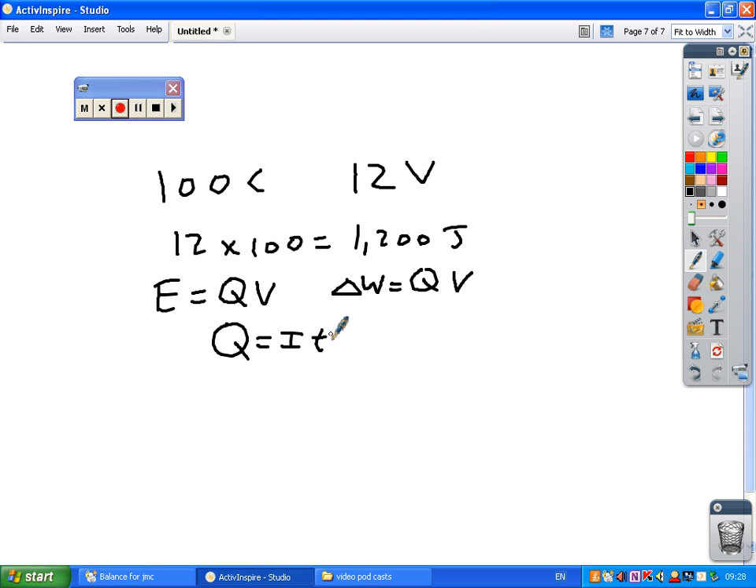so we can replace the Q here with the IT here, and we can then say that the energy or the work done in the circuit is equal to that well-known broadcaster ITV.